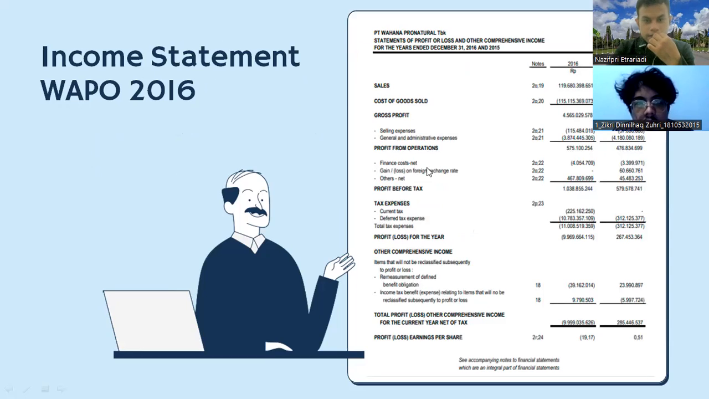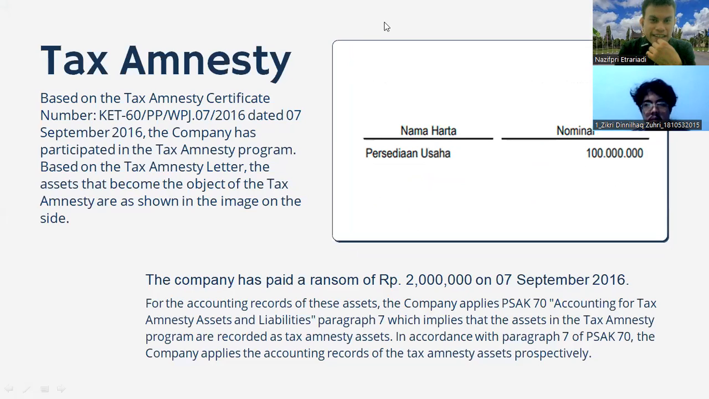This is the income statement. In the income statement, we can see that it is influenced by the tax amnesty. So in the income statement we can see that it can be influenced by PSAK 70. Okay, the next will be presented by Zikri.